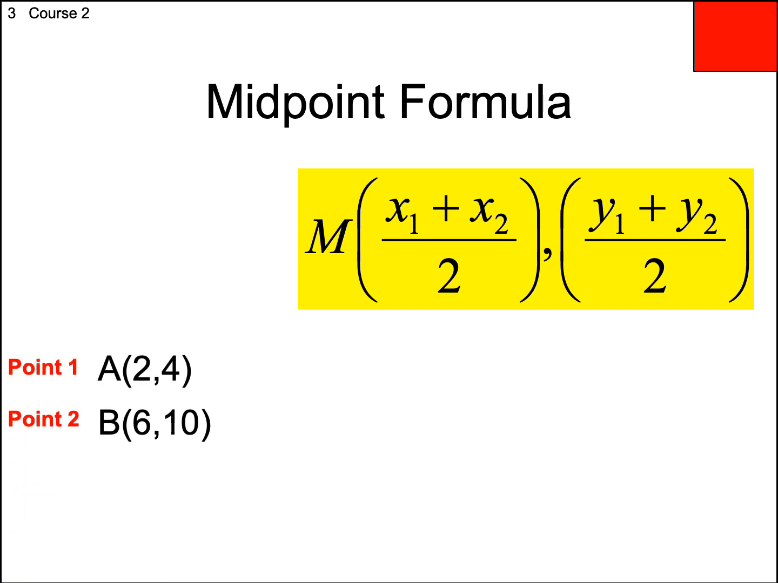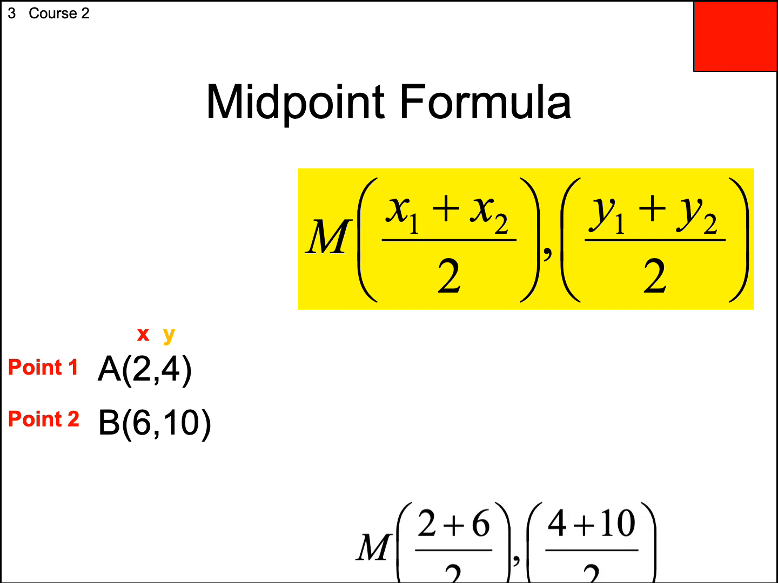Once again, I got to do my labeling, my x's and my y's, my point 1 and my point 2. Now look what it tells me to do in the formula. Take the two x values and add them. So that would be what? 2 plus 6. And then what does it say to do with the y values? It says to add them. That would be what? 4 plus 10.